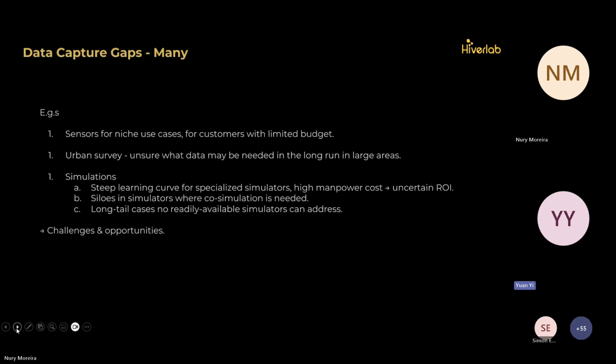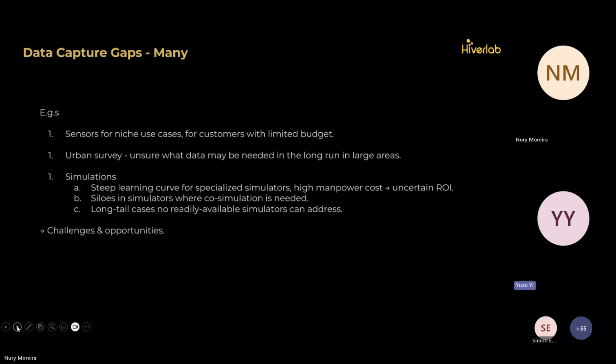Or there are certain use cases we've observed in the urban survey domain where the customers are usually not quite sure what kind of data they may need eventually, but every time they deploy the team to try to capture the data, it takes up manpower, it takes up time. So they basically face this challenge of finding a more automated way of capturing such data during urban surveying.